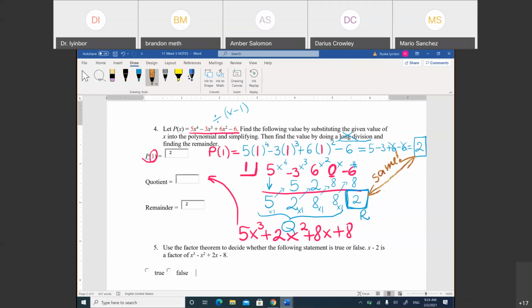Now, look into the next one, number 5. They're asking, use the factor theorem to decide whether the following statement is true or false. And they're saying that X minus 2 is a factor of this one.